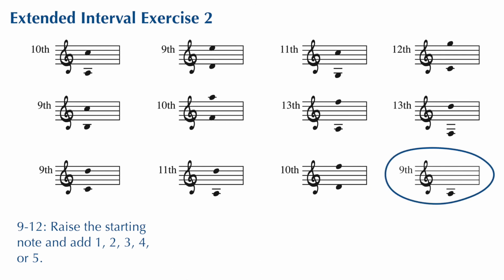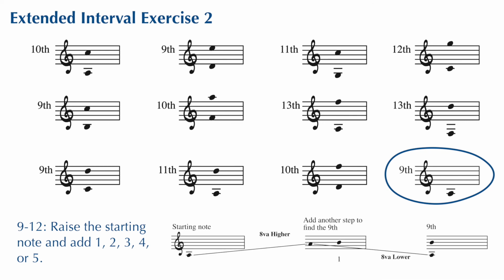And finally, number 12. We're going to write a ninth above low A. Take that low A, raise it an octave. We want to write a ninth, so we add 1 more step. And there we are on the B in the middle of the staff. And that's our ninth, from low A to that B.